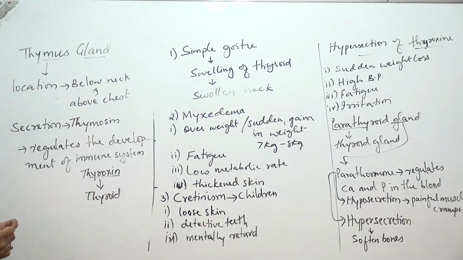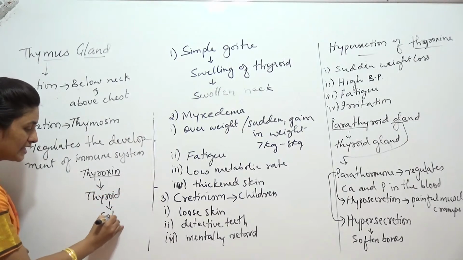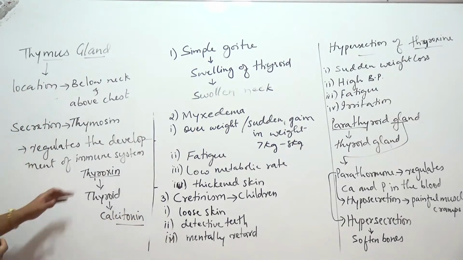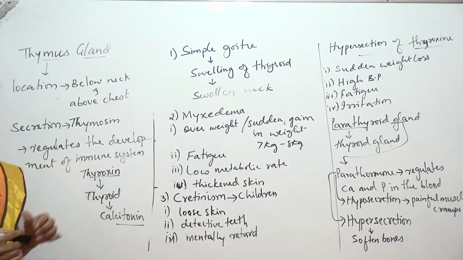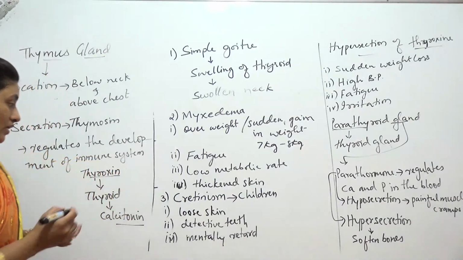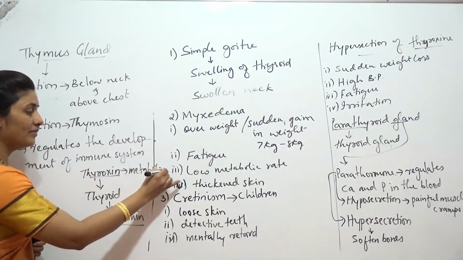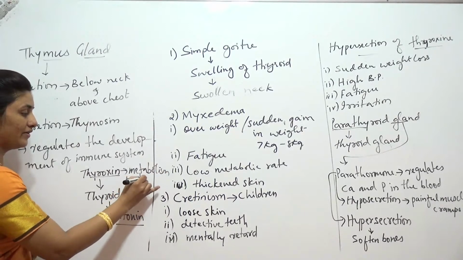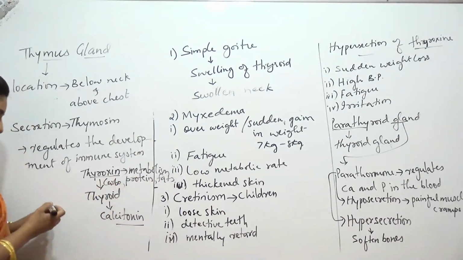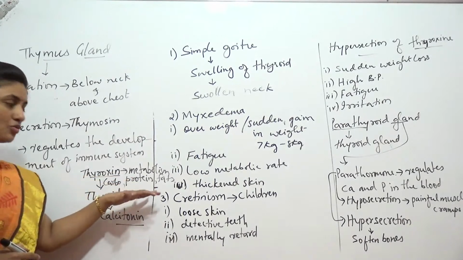Don't get confused with the secretions. Along with thyroxine, it also secretes the hormone called calcitonin. Next, what is the function of thyroxine in the body? This regulates the metabolism of carbohydrates, proteins, and fats. Don't forget metabolism: the metabolism of proteins, fats, and carbohydrates.